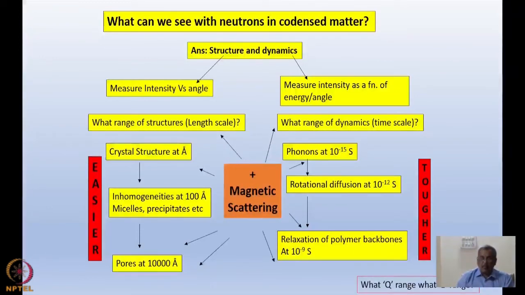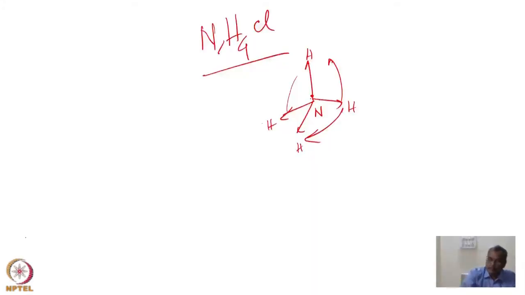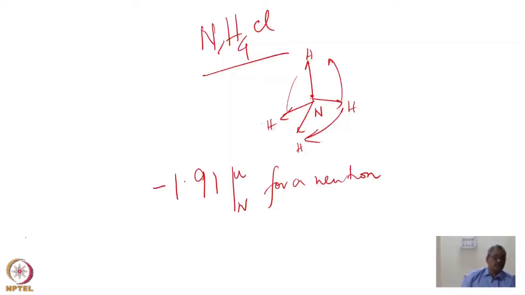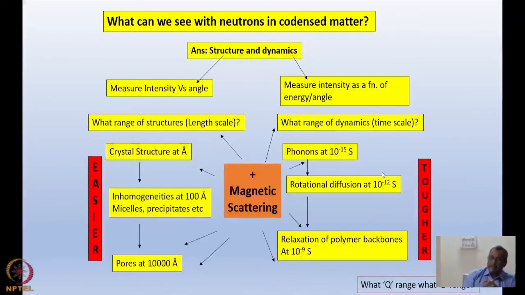And on top of everything, for the structure at various length scales and the dynamics at various length scales, we have the magnetic moment of minus 1.91 nuclear magneton for a neutron. So it's a tiny magnet for us. So I can do magnetic measurements at all these length scales and all these time scales using polarized neutrons, or using a sample that is polarized and the neutron is unpolarized. Both of these kinds of experiments give us magnetic information.